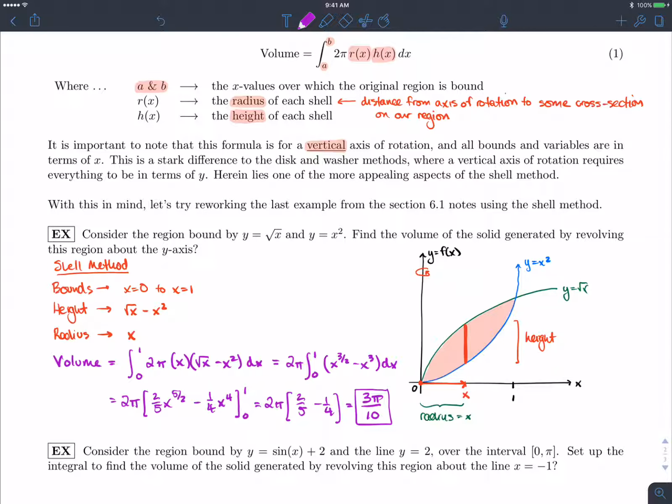So again, I don't know, it seemed easier to me. We didn't have to do a lot of changing around, but sometimes it's nice to know that you've got a couple options.